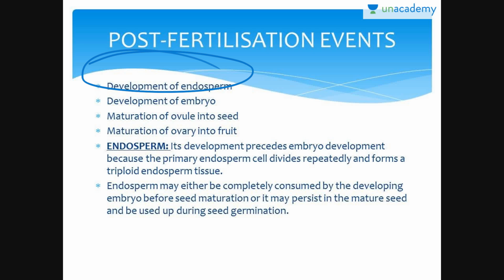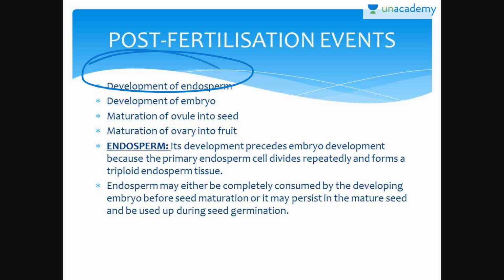Then it undergoes successive nuclear divisions to give rise to free nuclei. This is called free nuclear endosperm. Subsequently, cell wall formation takes place and it becomes cellular endosperm. The coconut water is free nuclear endosperm and the white kernel is cellular endosperm.